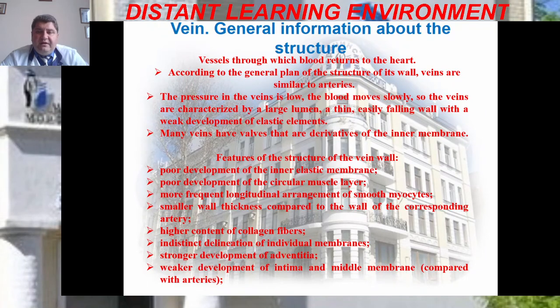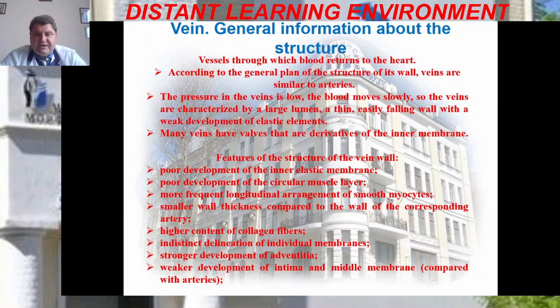Veins are similar to arteries. The pressure in veins is low and the blood moves slowly, so veins are characterized by a large lumen and a thin, easily collapsing wall with weak development of elastic elements. Many veins have valves that are derivatives of the inner membrane.